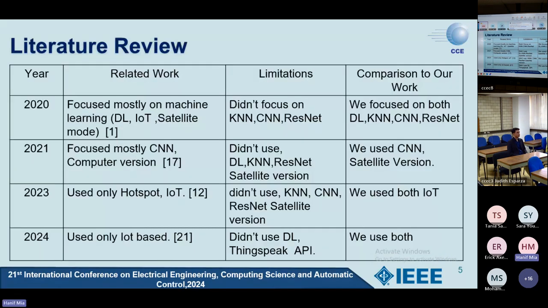Numerous research endeavors have utilized various deep learning techniques to accurately identify brick kilns and employ wireless sensors for toxic gas monitoring applications as documented in the literature. We reviewed many of the articles and studies. We find that most authors focused only on IoT-based systems or only on deep learning-based systems, but they didn't focus on CNN and ResNet. But we focused on both deep learning methods, CNN and ResNet. Also, we used satellite imagery and IoT.